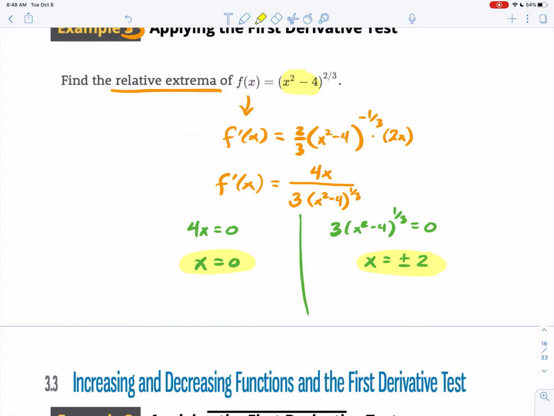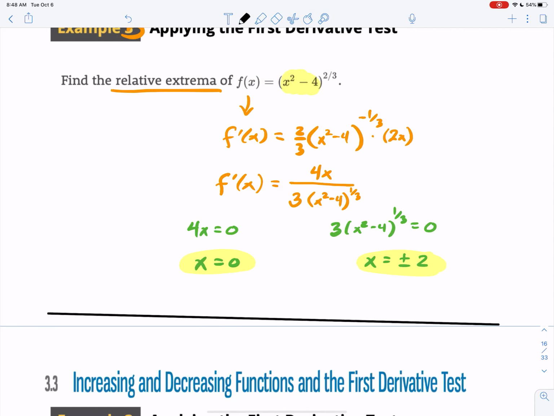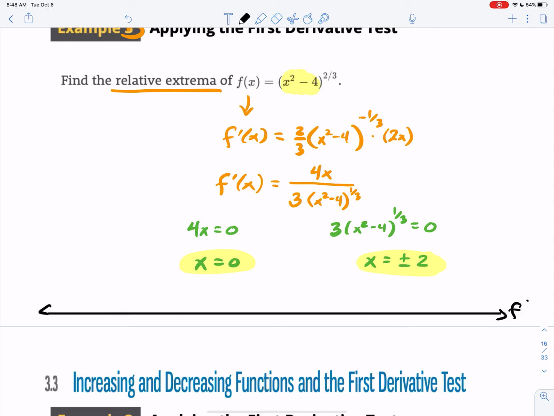After we find our critical numbers, we create a sign chart. So here we go. This is for the derivative, okay? We have 3 different critical numbers. So negative 2 should go first, then 0, then a positive 2, okay? At 0, this is where the derivative was 0. And at plus or minus 2, this is where the derivative is undefined. Okay. All right. Test values: negative 3, negative 1, 1, and 3.